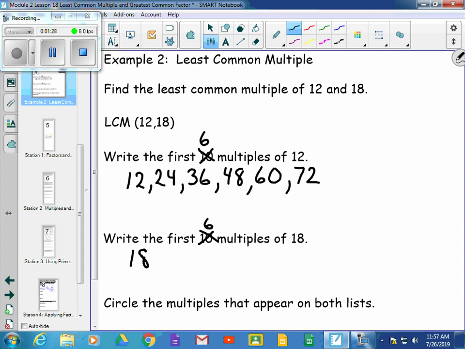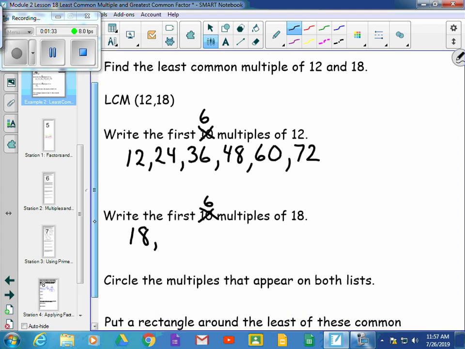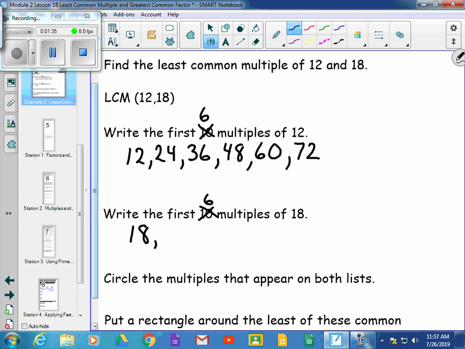18 times 1 is 18. And then this is an opportunity to use a calculator because I understand that you don't probably know your facts of 18. So 18 times 2 is 36. 18 times 3 is 54. 18 times 4 is 72. 18 times 5 is 90. And 18 times 6 is 108.